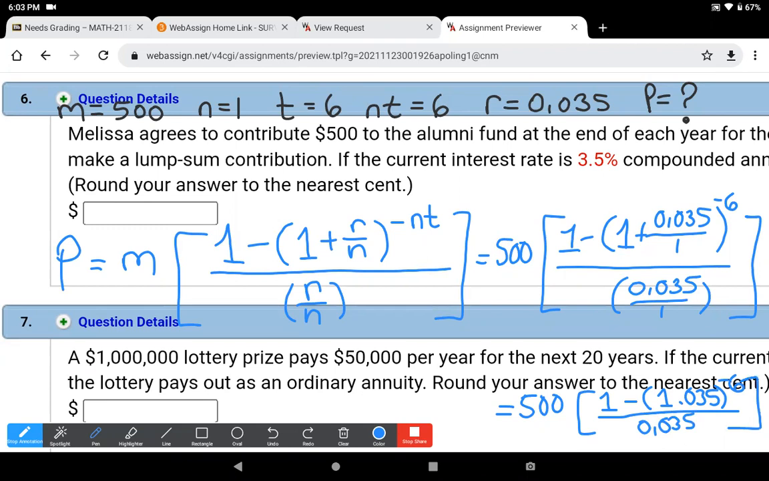So 500 times parenthesis, 1 minus 1.035 caret negative 6 into parenthesis, divide by 0.035 in parenthesis, enter, and we get the value of $2,664.28.